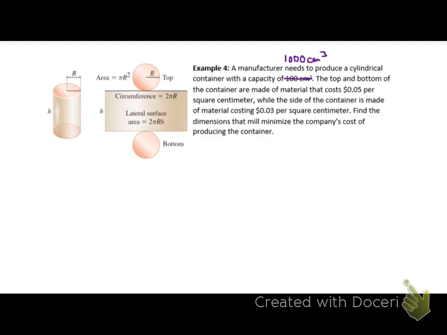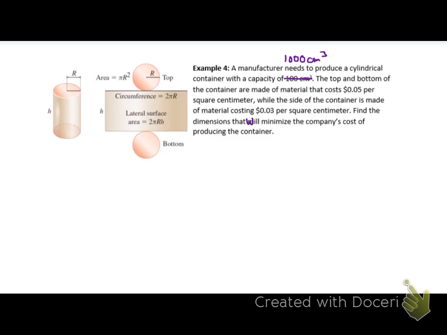That was an actual typo, so keep that in mind. The top and the bottom of the container are made with material that costs 5 cents per square centimeter, while the side of the container is made of material costing 3 cents per square centimeter. Find the dimensions that will, lots of typos, minimize the company's cost of producing the container.